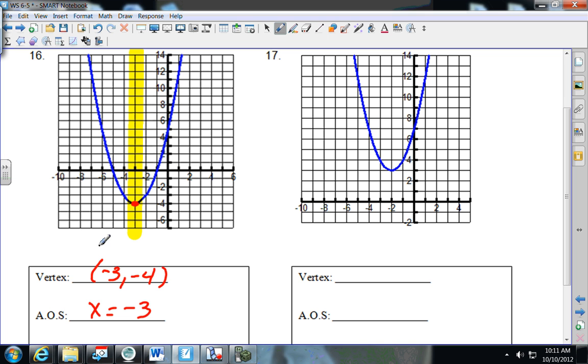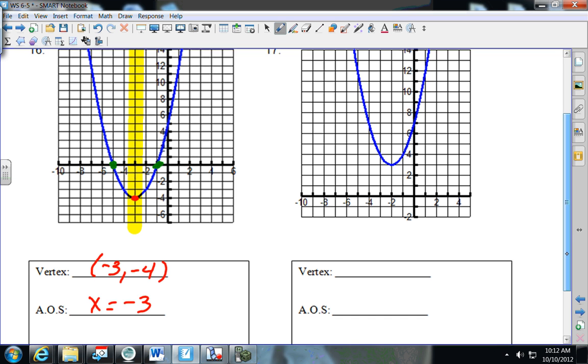What about symmetric points? A lot of times it's easier. It doesn't matter which ones you go to. I'll go to these x-intercepts because it's easier for me to see. I have -1, 0 and -5, 0.